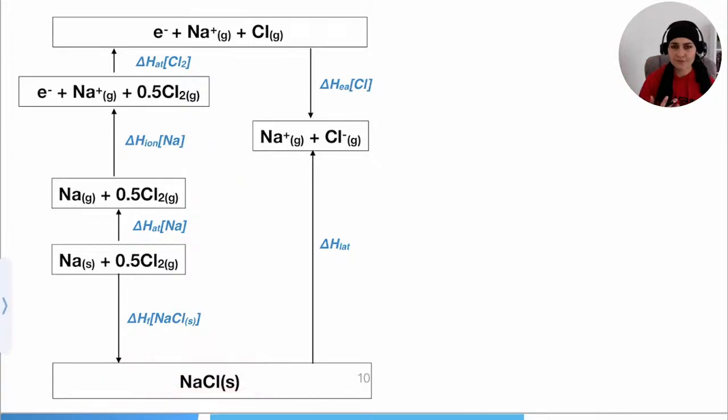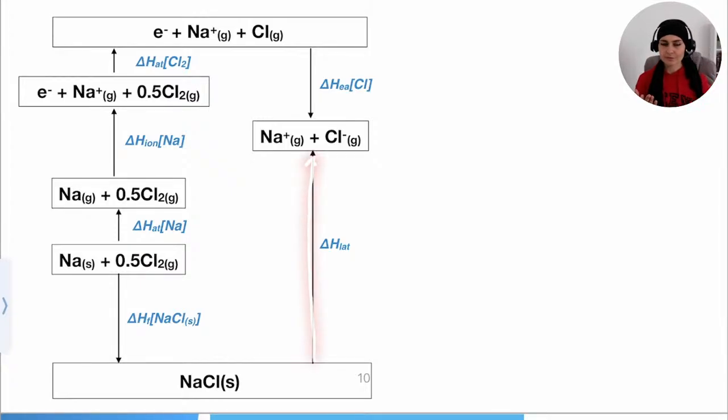Then what I like to do is first I would write the reaction for lattice enthalpy. Remember the definition: lattice enthalpy is when you're breaking 1 mole of an ionic solid into gaseous ions. So when I split NaCl solid into Na plus gas and Cl minus gas, that's my lattice enthalpy. It's endothermic, it's breaking ionic bonds. That's why the arrow goes up.